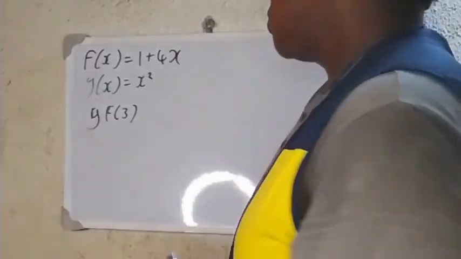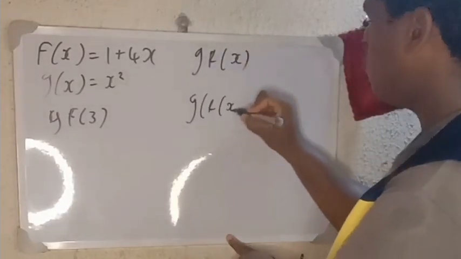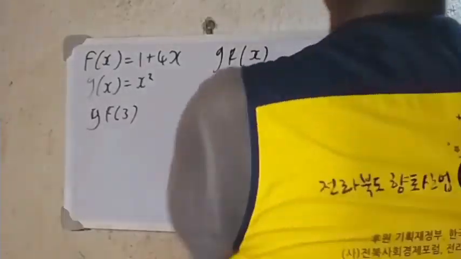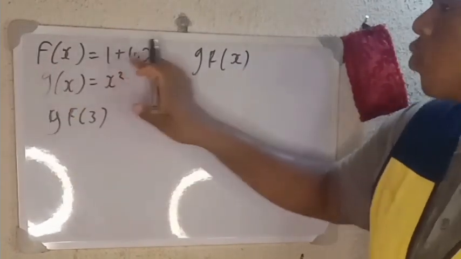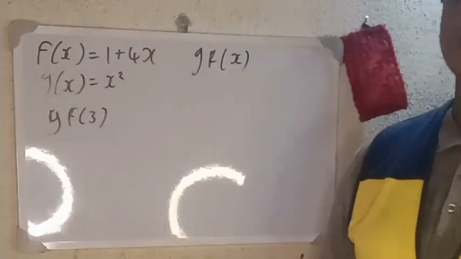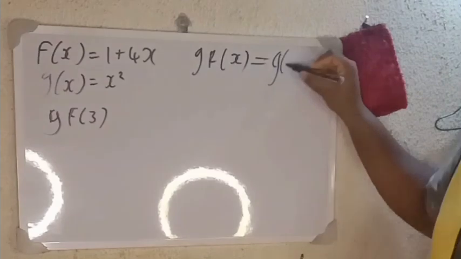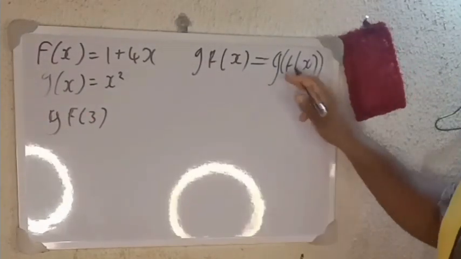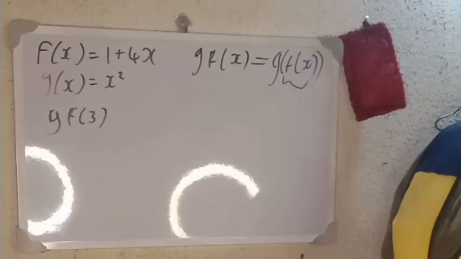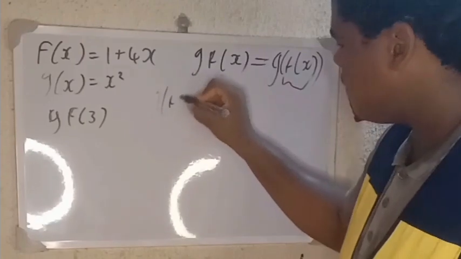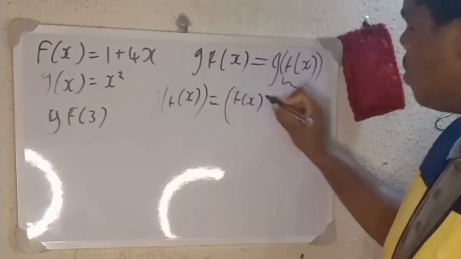Okay, so the first one to find is g of f of x. This is also written as g of f of x, however you want to represent it. When given a function question, whatever is inside this bracket will replace the x that is in the right hand side. So f of x is what's inside this bracket. So f of x will be the one to replace this x that is here. So g of f of x is equal to f of x all squared.